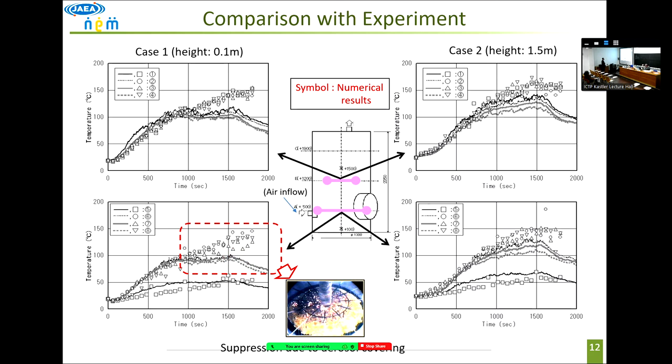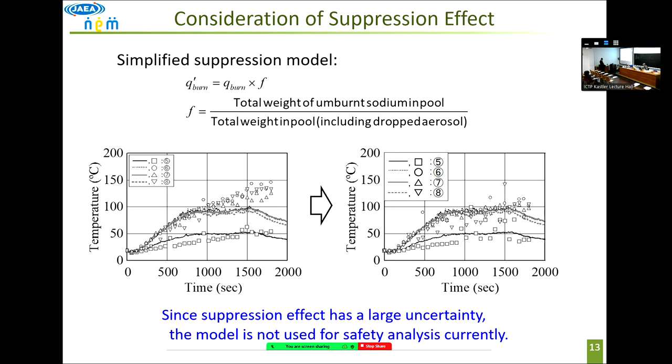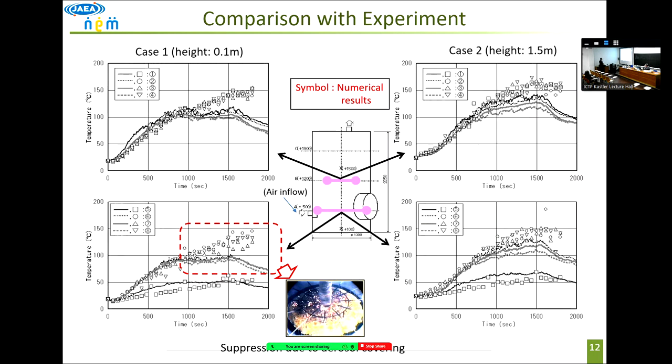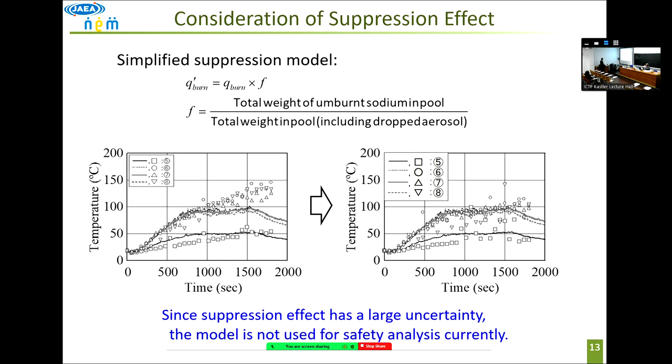a stable temperature was observed. To check this effect, we applied a simple suppression model due to the mass ratio on the pool area. And if we apply that kind of model, this increase is suppressed and we obtain a better agreement comparing with the experimental data. But this pancake shape is typical in case of small size and very calm condition. And from the viewpoint of the safety analysis, considering the large uncertainty of such a pancake shape, we do not apply that kind of model currently.